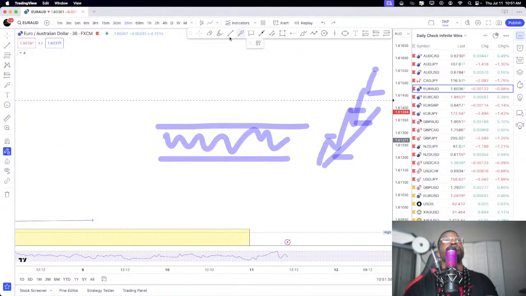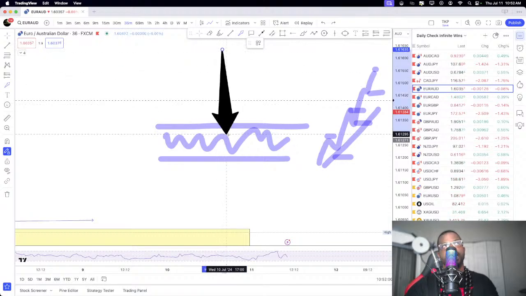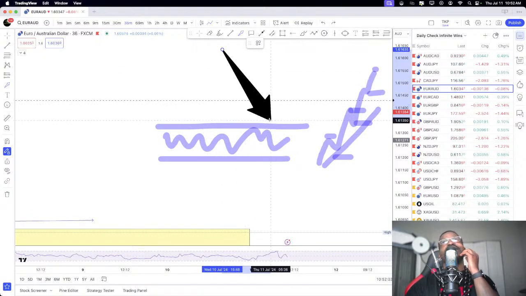Damn, that was supposed to be smoother. Let me say it again. Consolidating. There we go. Y'all edit that out.